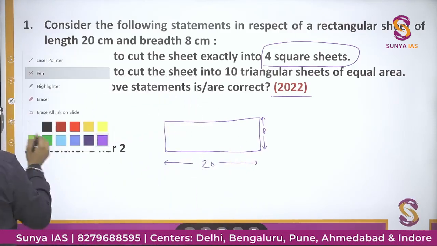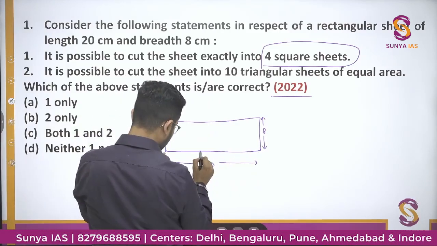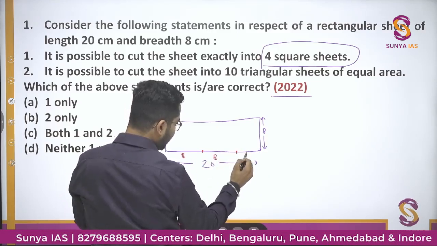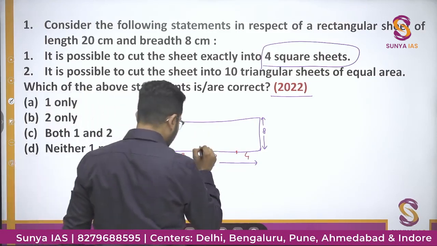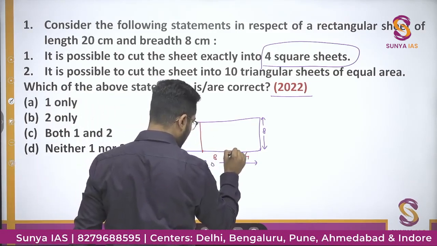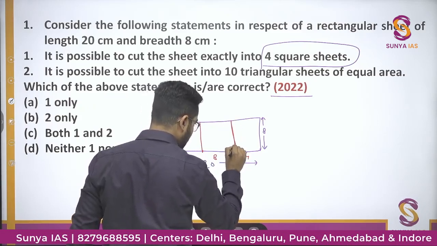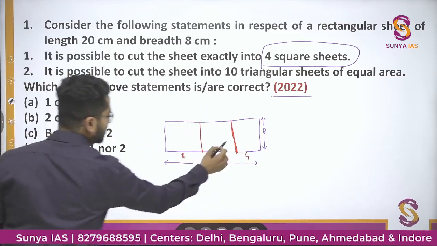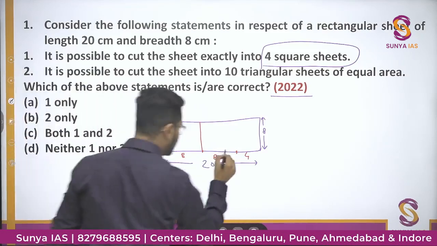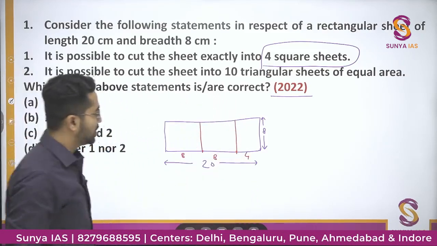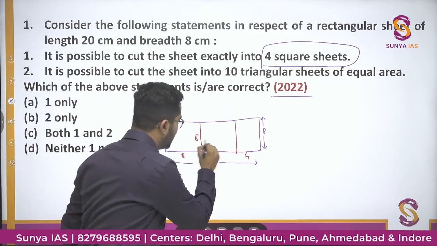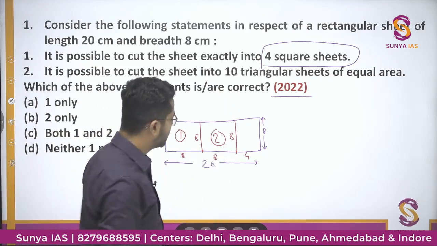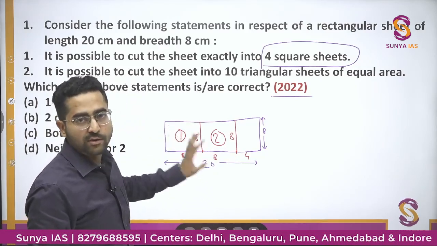Okay, now I would like to draw this 8. This is 20, this would be 8, this would be 8. So this is 8, this is 8, then this would be remaining 4, right? So if I make this line, okay, this is not straight. Okay, so this length is 8, this length is also 8. So this is a square, square number 1, this is also a square, square number 2. ठीक है, तो 8 8 के दो स्क्वायर तो मिल गए मुझे.